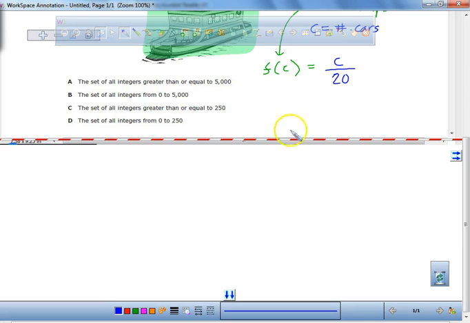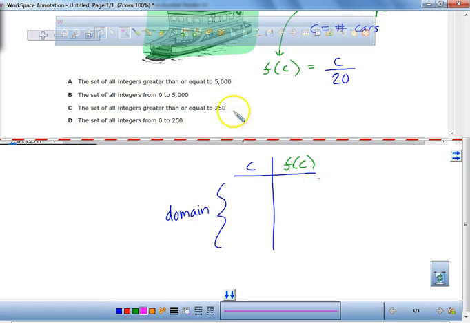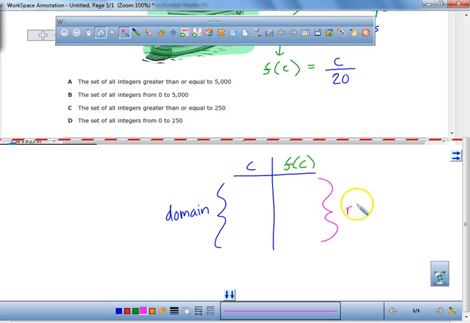So I'd like us to make a little table here. Let's make a table. We'll call this C, and we'll call this F of C. All of these numbers right here represent what's called the domain. And all of these numbers that I'm going to create over here represent the range. Technology is great when it works. So here's the domain, here's the range. This is the input, this is the output.